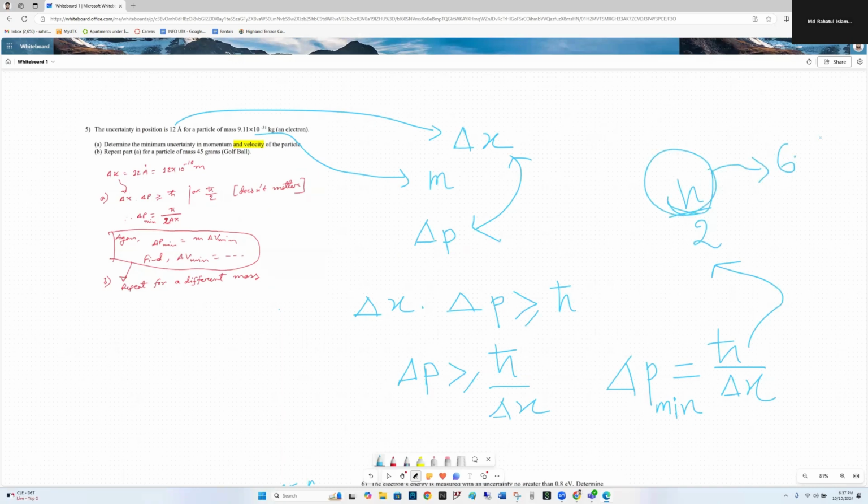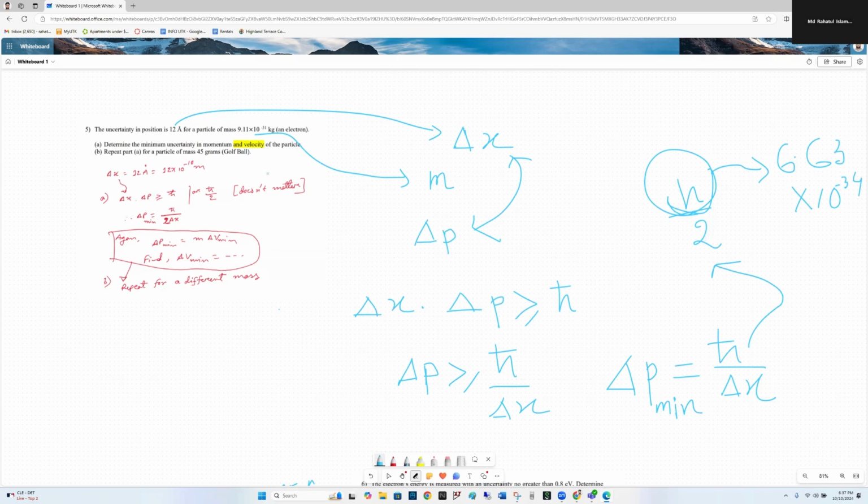The value of h is 6.63 times 10 to the power minus 34 in SI unit. Okay, and you have to insert the delta x value here, which is 12 angstrom. If you want to calculate it using SI unit, you have to convert 1 angstrom to 10 to the power minus 10 meter. Okay, so that's how you will get the delta p minimum.